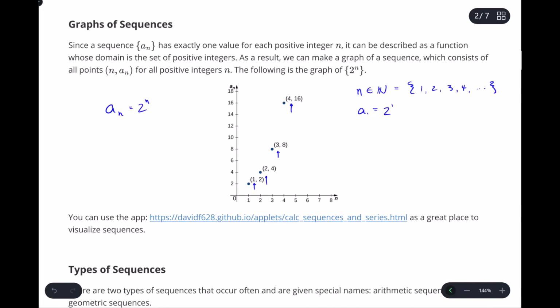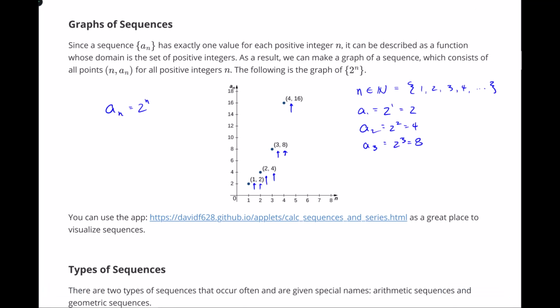So this would be 2 to the first power, which is 2. So the y value here is 2. So 1, 2 is that plotted point. A sub 2, that would be 2 to the second power, which is 4. So you can see here this plotted value is at 2, 4. A sub 3, that's 2 to the third, which is 8, and so forth. So that's where we're getting these values at different points. So it's just a plot of the nth value and what that term actually evaluates to. So you can think of it as x and y pairs, of course.